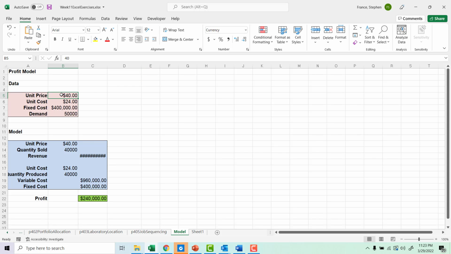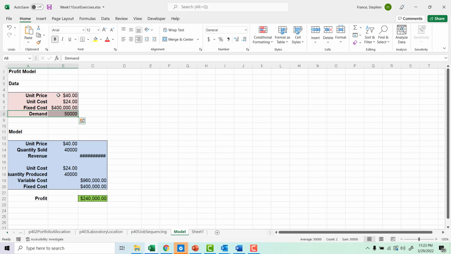Okay, so I'm going to do a what if analysis here. This is one where the book has you build it yourself. And we have some details here. So we have a price of $40, a unit cost of $24, a fixed cost, and we have a demand.